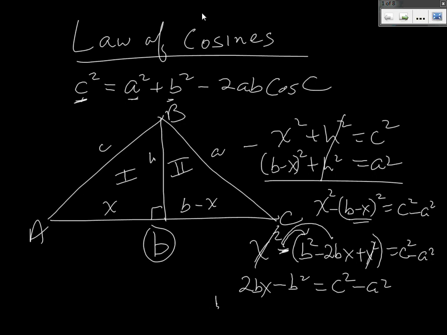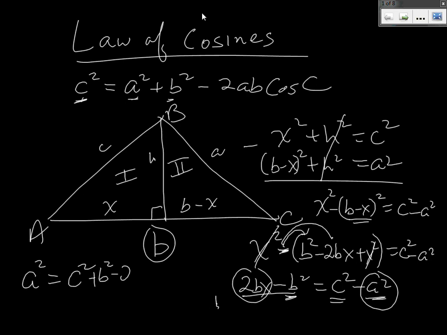Okay. So I'm going to bring this to the right side, and I'm going to bring this to the left side. The left side is only going to have a squared. The right side has c squared. When I bring over the negative b squared, it'll become plus b squared. And when I bring over the 2bx, it'll become negative 2bx. Okay. So I'm 99% done here.